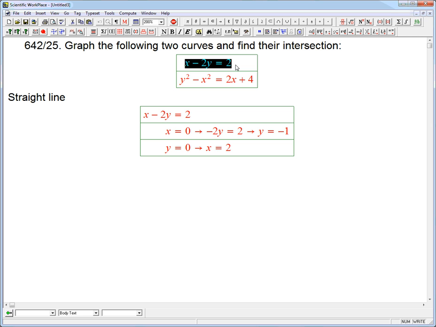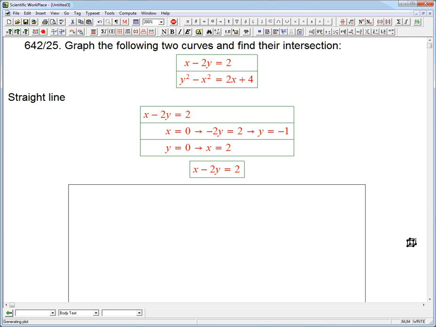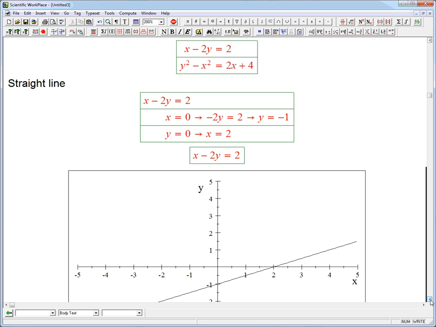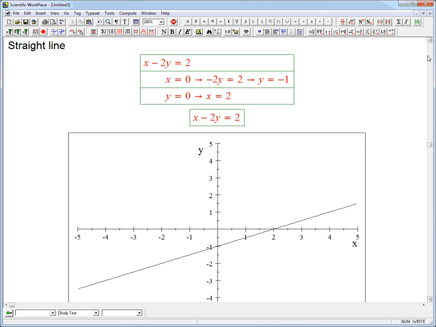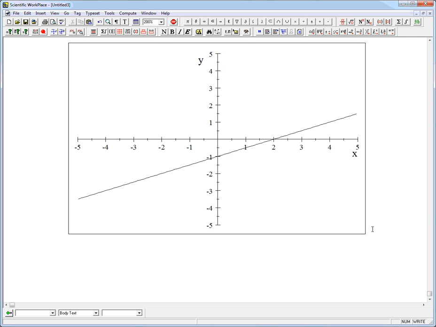And let's just go ahead and let the computer graph that. And so there's the graph. Straight line. Okay, that's definitely not the hard one. This one is harder. And this is why I saved doing this section until after we had done stuff on conics, because this is a hyperbola.